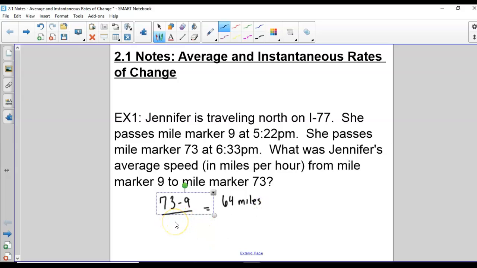And then on the bottom we need hours. There's a few ways that you could do this. How much time has passed from 5:22 to 6:33? 1 hour, 11 minutes. So I have to divide this by so many hours, right? I can't do 1.11 because 1.11 is not 1 hour and 11 minutes. So how do I change that 11 minutes to hours?